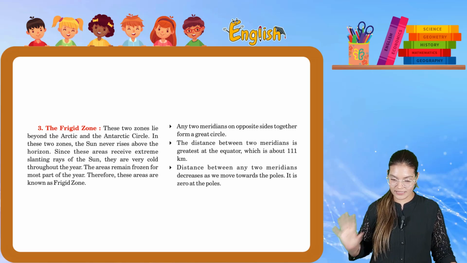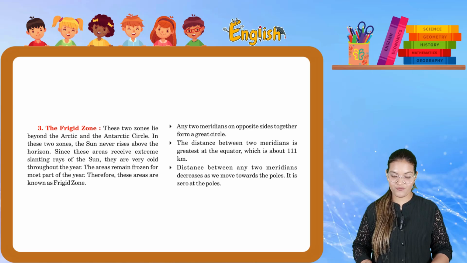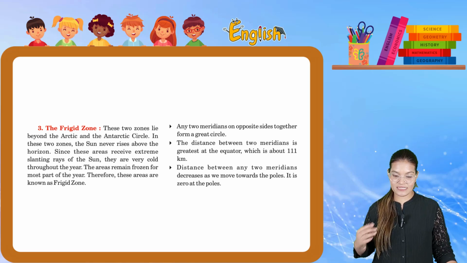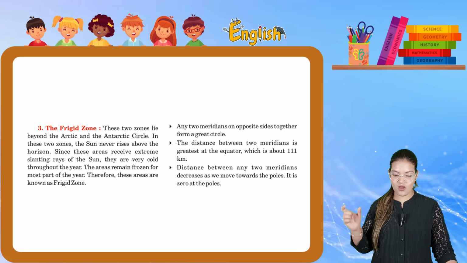पूरा साल तो वो ठंडे रहते, मतलब कोल्ड रहता है. Therefore, the areas remain frozen for most part of the year. और कुछ टाइम तो frozen रहता है. Therefore, these areas are known as frigid zone. तभी उसको frigid zone बोला जाता है.